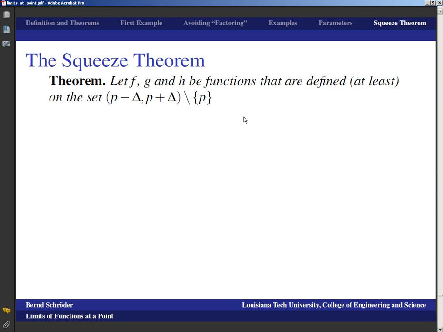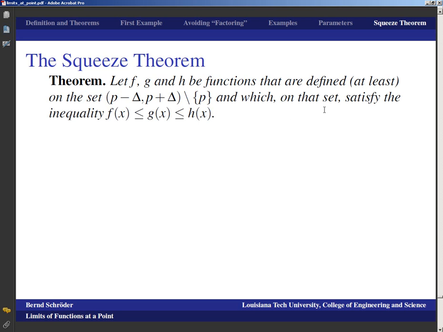If f, g, and h are functions that are defined on this interval that we've hopefully gotten used to by now, little wiggle room to the left around p, little wiggle room to the right around p, but we don't care what happens at p itself. And the functions need to satisfy on that set that f is below g, which is in turn below h. Then if the limit of f is the limit of h, and that limit is L, then the limit of g is L too. Basically, the function g is squeezed between f and h, and if f and h both go to L, then g has no choice but to go to L also.